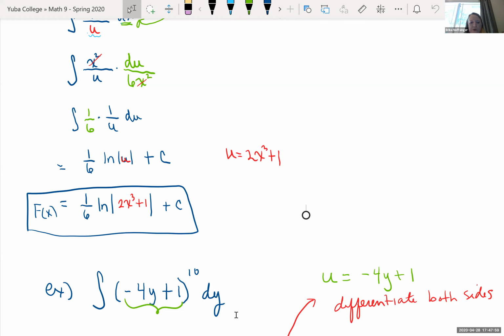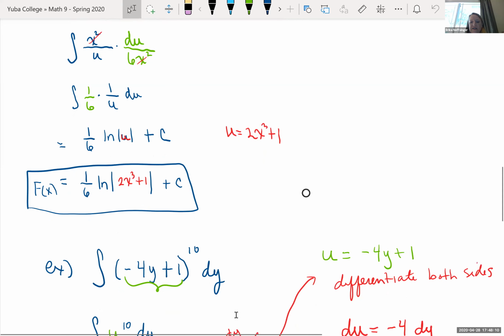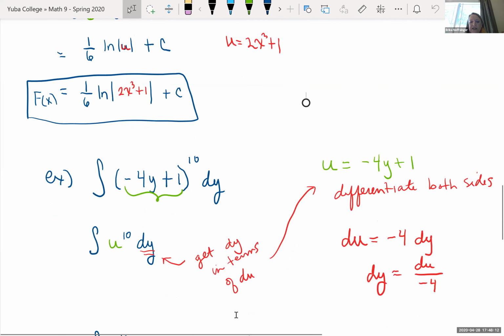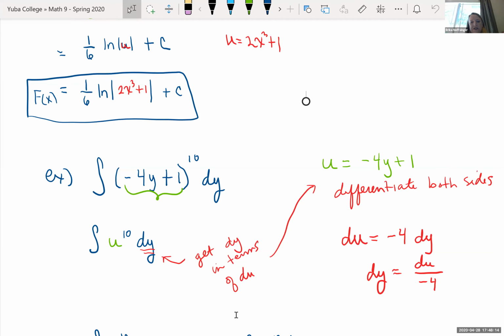And if we choose what's inside the parentheses to be our u value, when you take the derivative of that, that's just a constant. So you're not going to have y left in there. So doing that, you're going to differentiate both sides of what you let u be. Well, the derivative of u is always 1. So that's du equals, and the derivative of -4y plus 1 is just -4. Solve for dy. Divide both sides by -4.